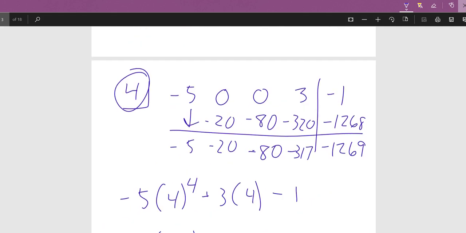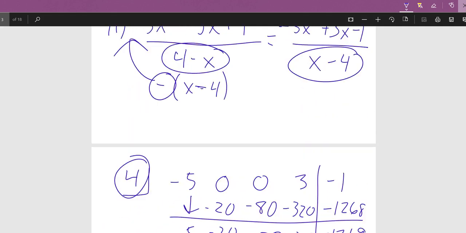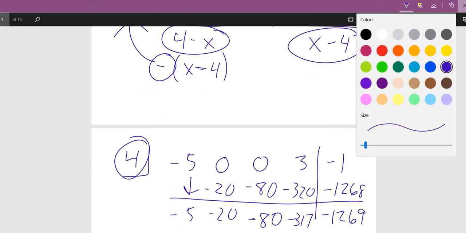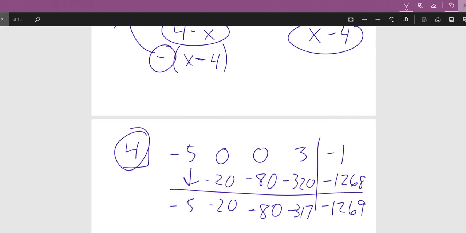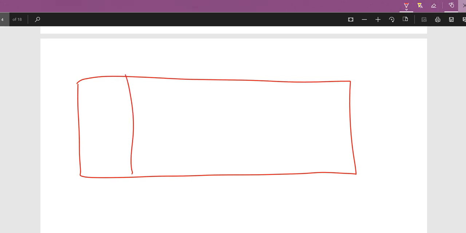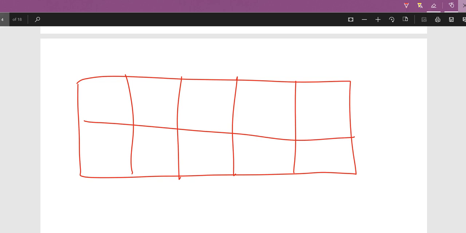Now, if we want to do that with long division, we would have, let's see here. Whoa, stop moving. So we'd have 1, 2, 3, 4, 5 columns, and of course 2 rows. So let's try that. One, 2, 3, 4, 5, and 2 rows. Whoa, man, who in the world is making these lines?